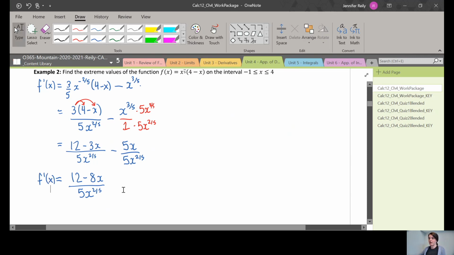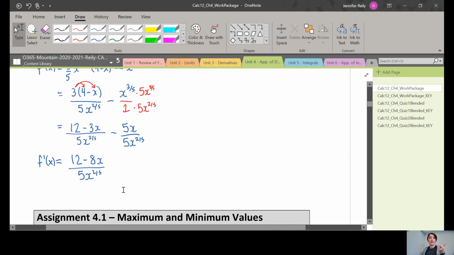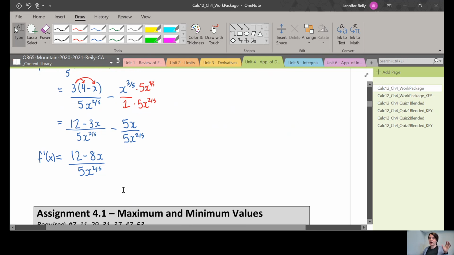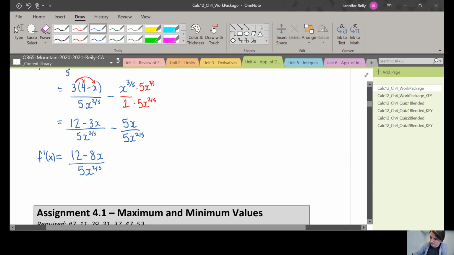Okay, now I'm looking for my critical numbers. I need to find where this derivative is 0 and where it's undefined. So a fraction is going to be 0 if the numerator is 0, because 0 divided by anything is 0, right?